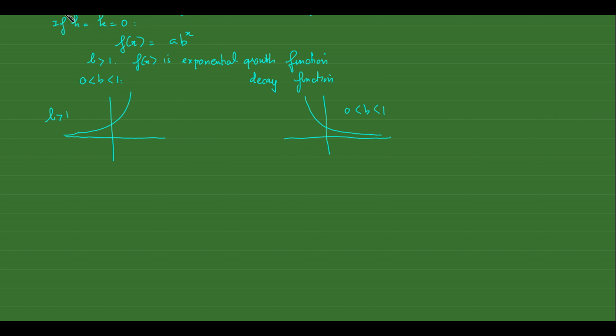So the x-axis here is the horizontal asymptote. It means that the graph here never crosses the x-axis. Remember that it never crosses. This is the x-axis here, this is the y-axis here.